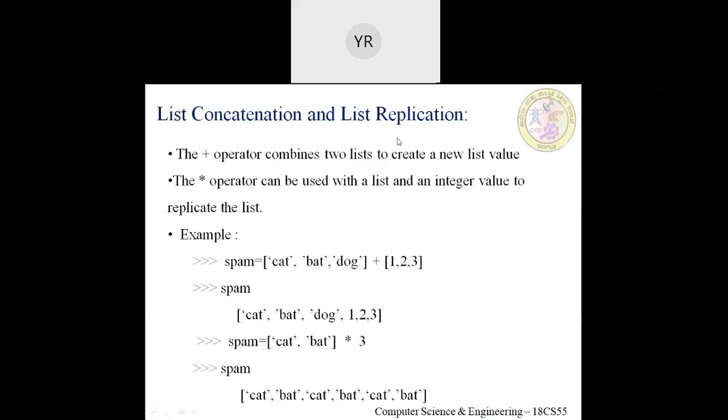Next we'll see list replication. List replication is nothing but the values being repeated a specified number of times, given by an integer. Here spam is equal to cat, bat star 3. This is the replication operator. So this list is replicated thrice and stored in the list called spam. So spam is now cat, bat, cat, bat, cat, bat. The content of the given list is repeated three times and stored in spam. This is called list replication.